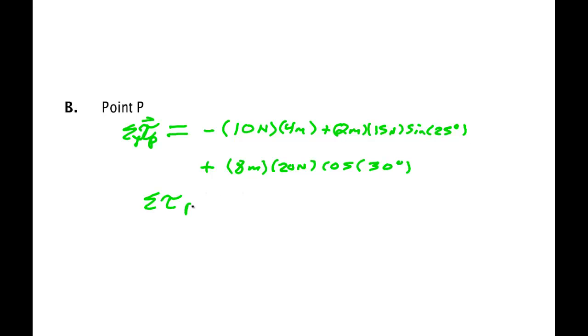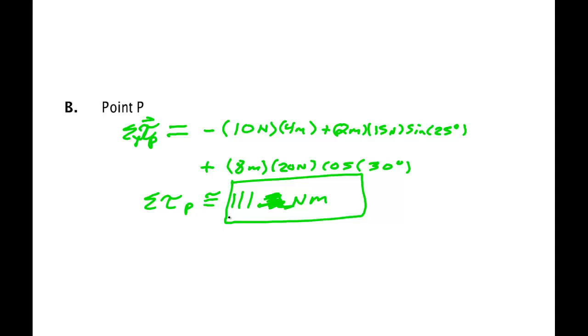So the sum of the torques about P, punch that in the calculator: minus 40 plus 30 times sine of 25 plus 160 times cosine of 30, and I get 111.2 Newton meters, or about 111, I guess, to 3 sig figs. So a different number. Torque always depends upon the axis.